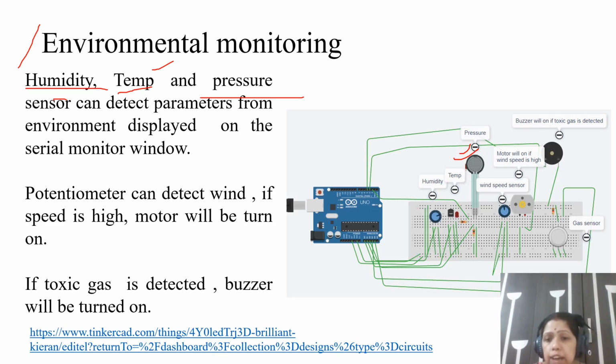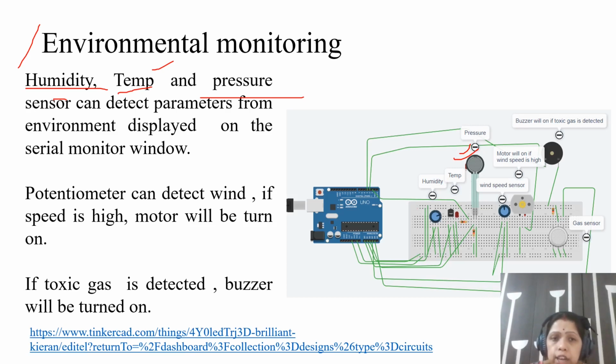For temperature, you have the temperature sensor in the Tinkercad platform. For humidity, it is not there, so for that I can use the potentiometer. And for pressure also, you can use the force sensor. So this is the force sensor for pressure.